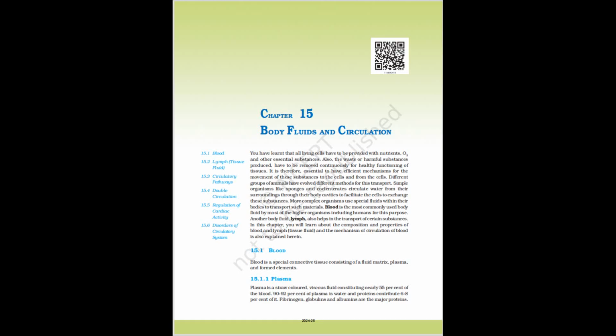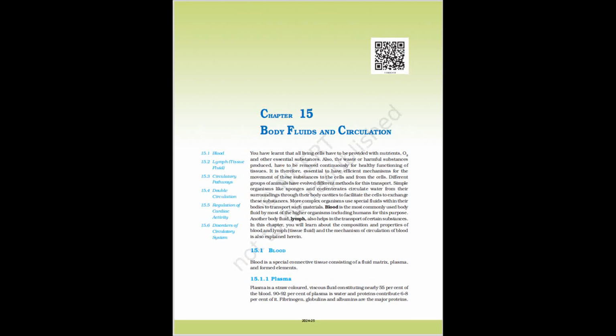In this chapter, you will learn about the composition and properties of blood and lymph, tissue fluid, and the mechanism of circulation of blood is also explained herein. 15.1 Blood. Blood is a special connective tissue consisting of a fluid matrix, plasma, and formed elements.